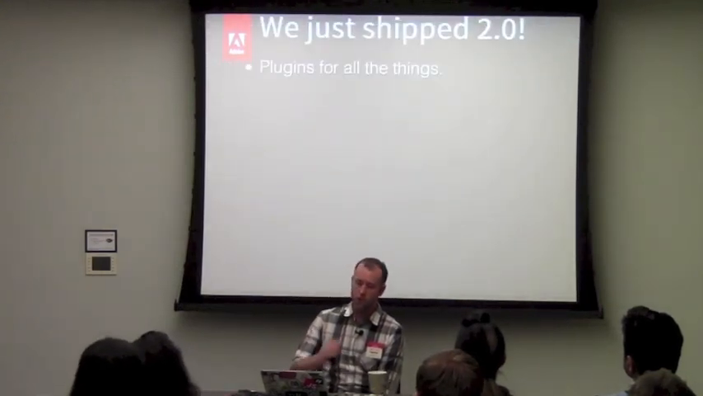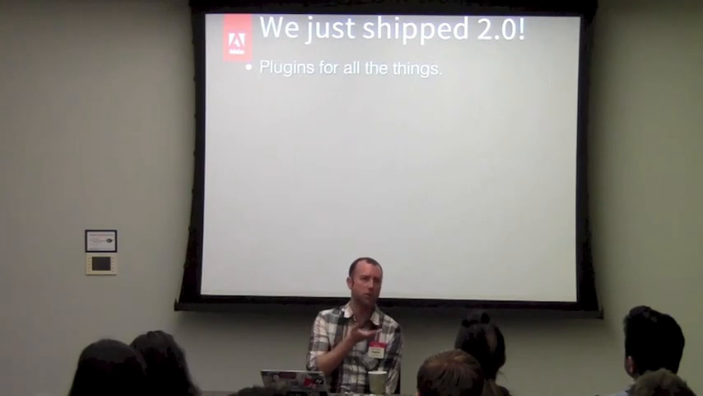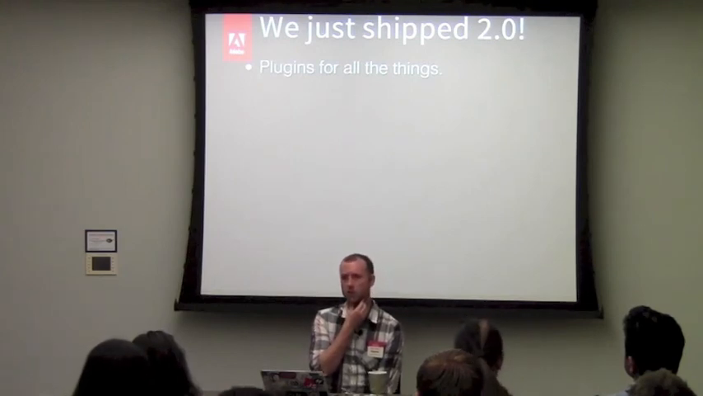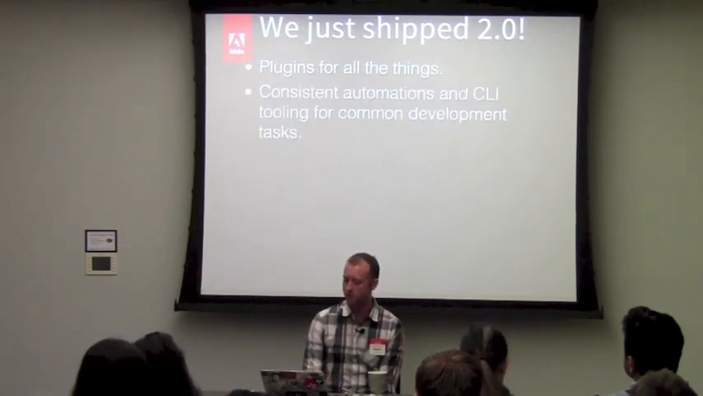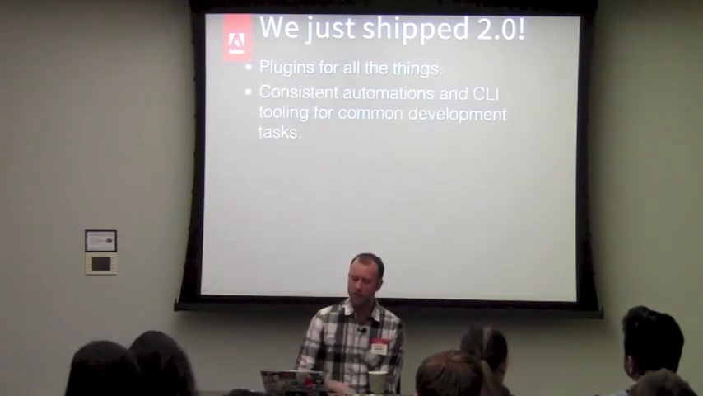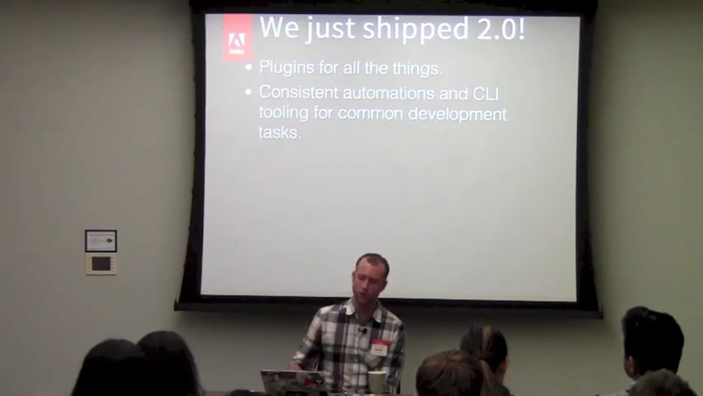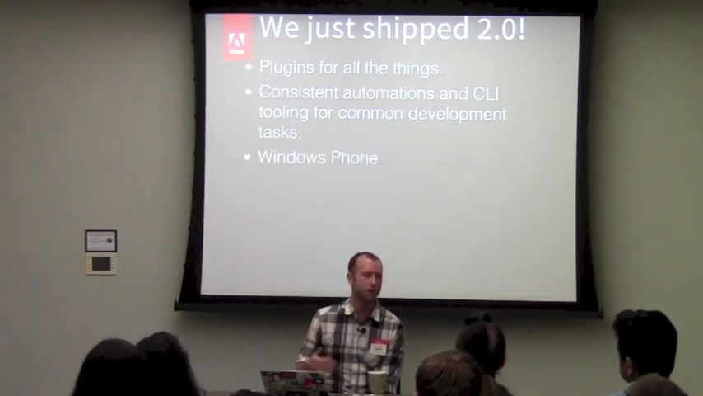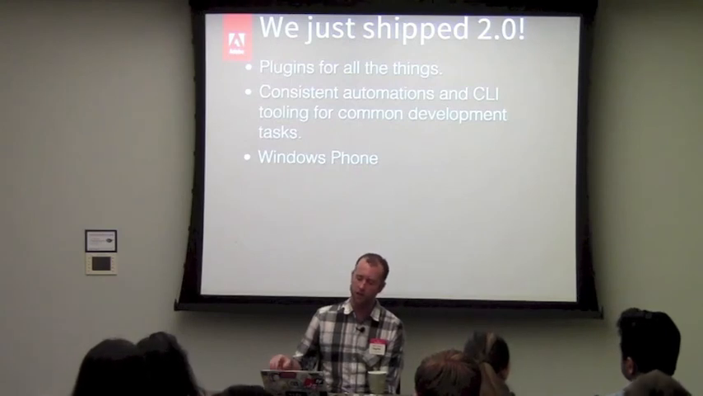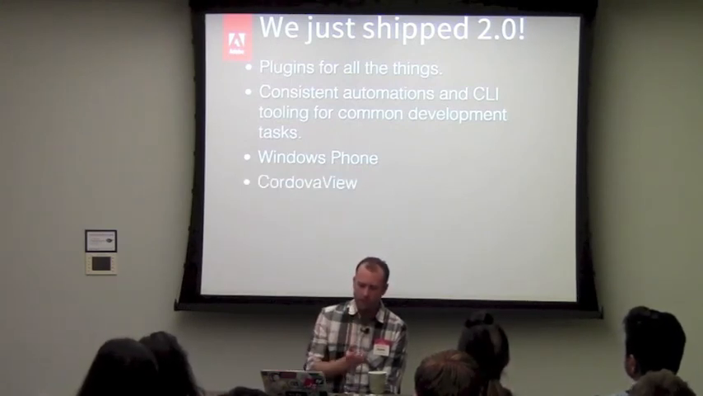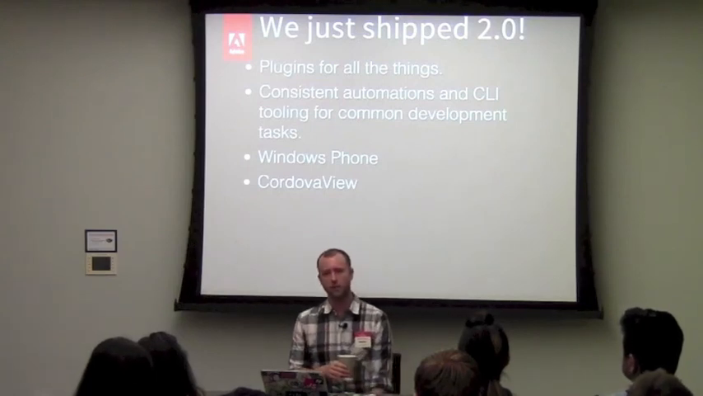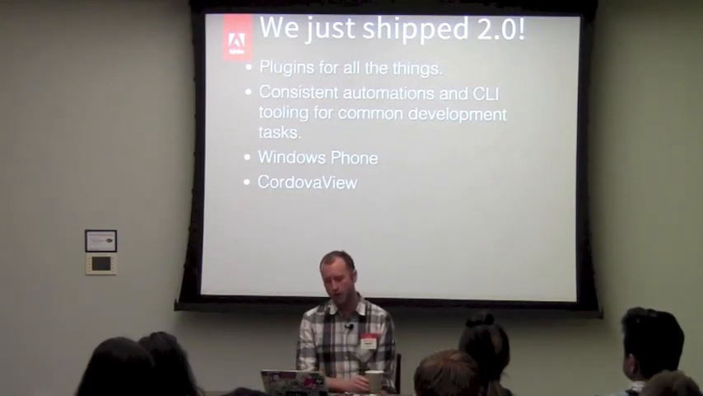So we just shipped 2.0. We finally agreed to what our plugin architecture is. That took a long time. It's still evolving a little bit, but if you write a plugin today, it's going to be stable for at least the foreseeable future. We added the CLI tooling that I showed you earlier for creating projects and kicking up emulators and loggers and that kind of thing. We added Windows Phone, with the help of Microsoft. And our least known feature, which I'm ashamed of because it's super important, is Cordova View.